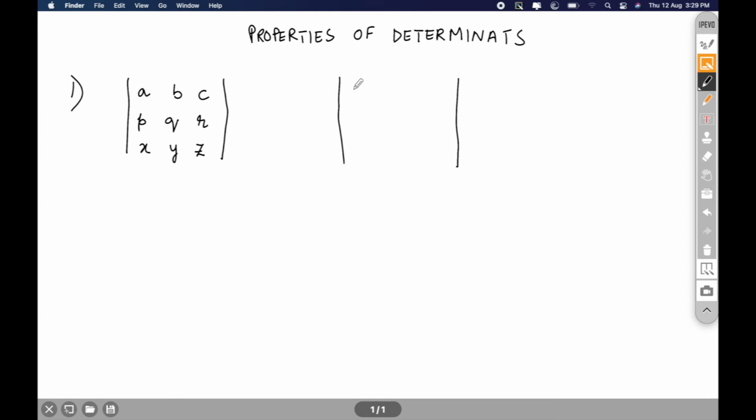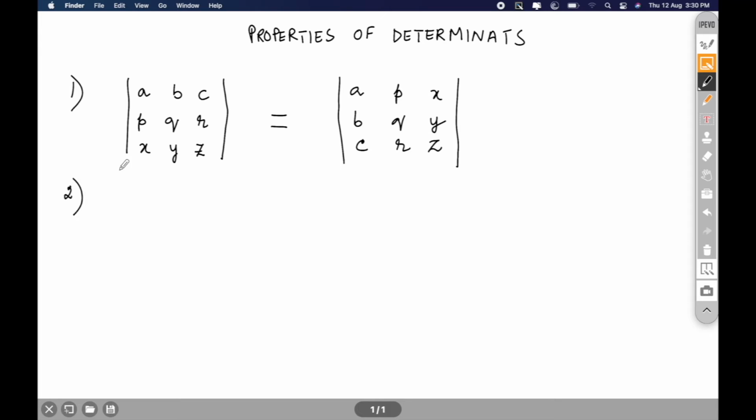The first row becomes the first column. So here I have replaced the first row and written it in the first column. Next, the second row becomes the second column, P, Q, R, then X, Y, Z. Now if I evaluate both these determinants, you will see the answer is the same. So we can use an equal sign for these two determinants.